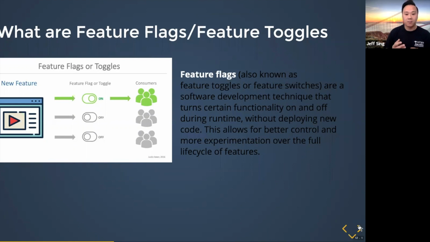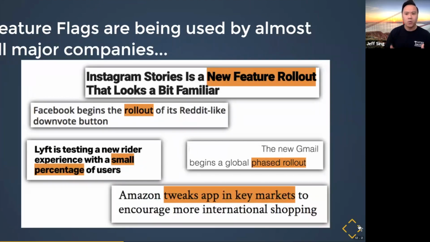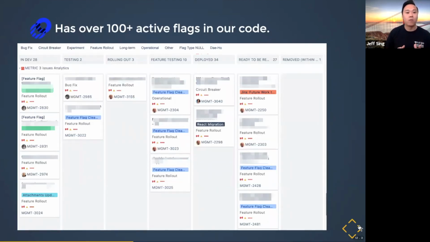So why is this powerful? If you look online, you'll see that every major company right now, from Amazon, Instagram, Facebook, and for sure Netflix, is using something like this. They're slowly releasing their features to a certain segment of their population, checking to make sure it works well and they're happy, and then slowly rolling it out. Optimizely itself has over 100 active feature flags in our code base. That means at any point of the day, we're releasing code into production behind a feature flag.